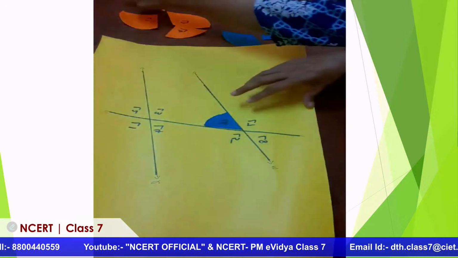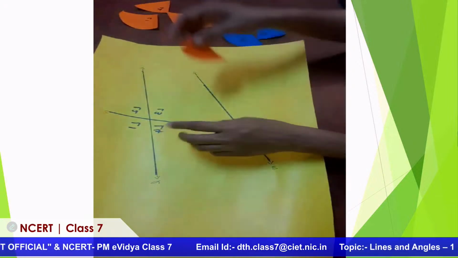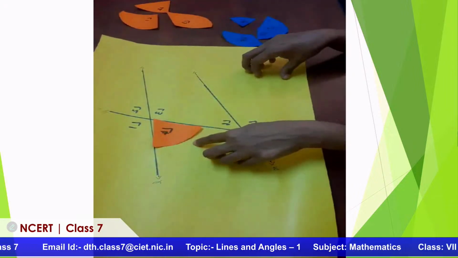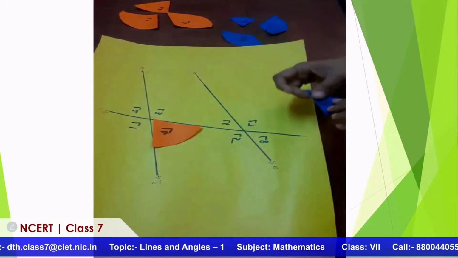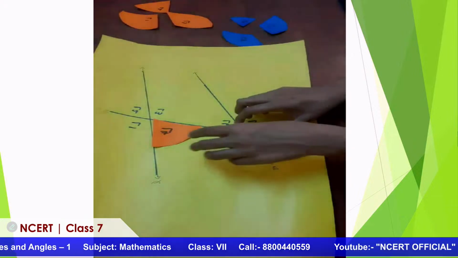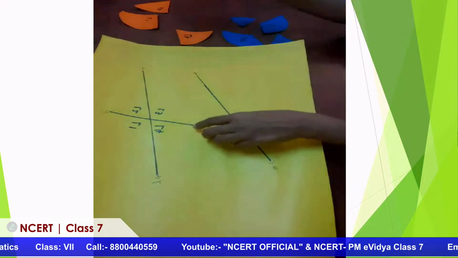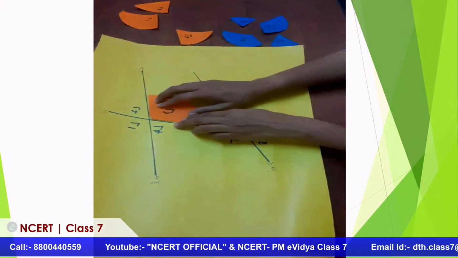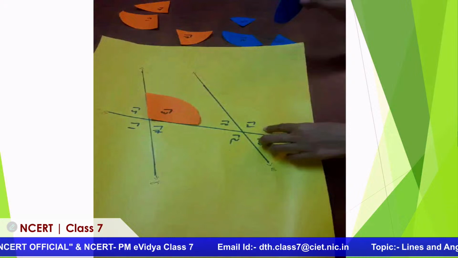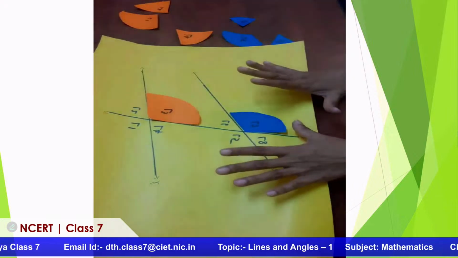We discussed this above the line, then we will discuss below the line also. Now this is angle 4, below the line L. Corresponding to angle 4, which angle should we take? We should take angle 8. These are corresponding angles. Now we have one more pair of corresponding angles, which is angle 3. The pair for this angle 3 should be angle 7. Correct? So we will take angle 7 here. So these are the four pairs of corresponding angles.